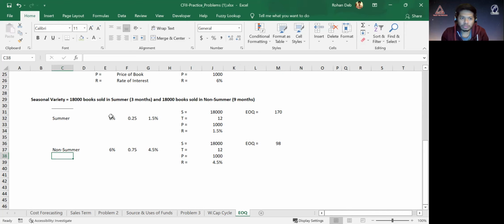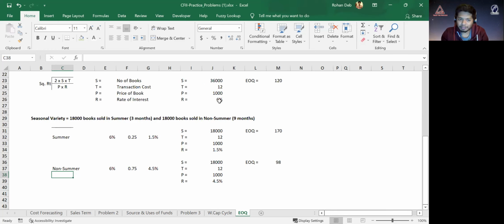So basically what you do is, 6% is the rate of interest per annum. But for the 3 months, the rate of interest would be 6 into 3 by 12, which is 1.5. And for the non-summer months, this would be 6 into 9 by 12, which is 4.5. You do the EOQ calculation using the same variables, 18,000, 12, 1,000, 1.5, and 4.5 in this case.